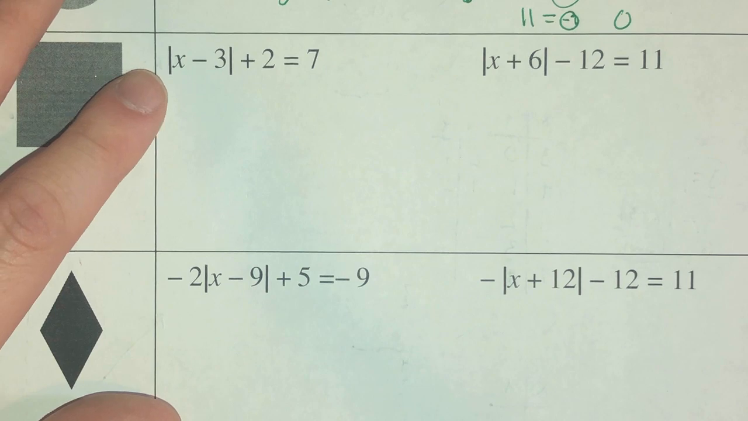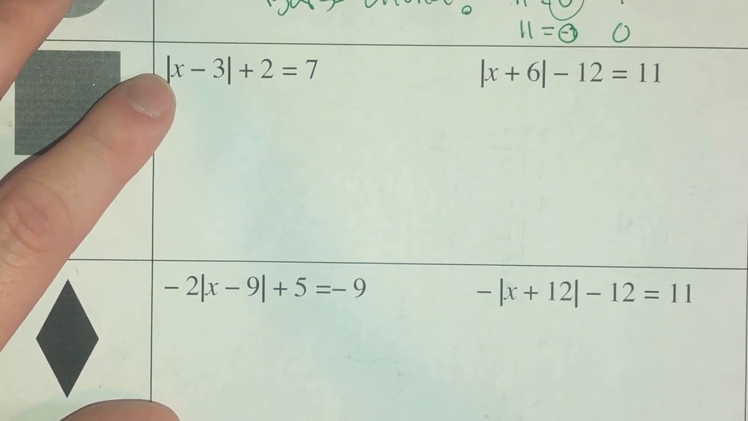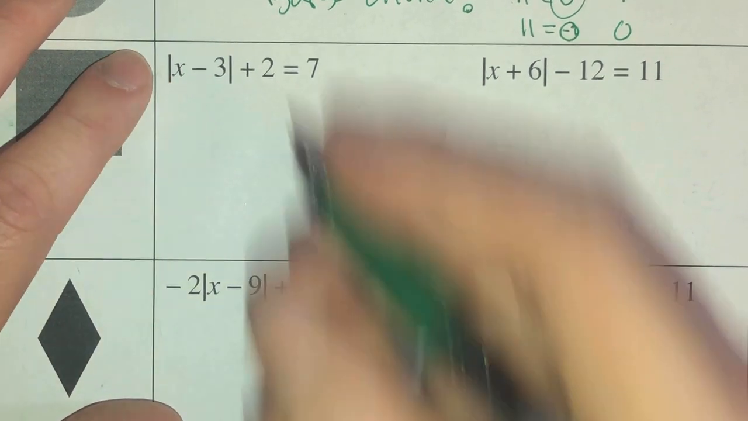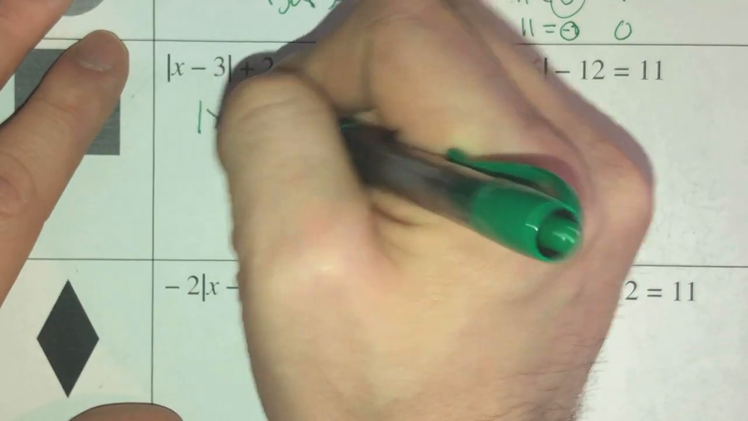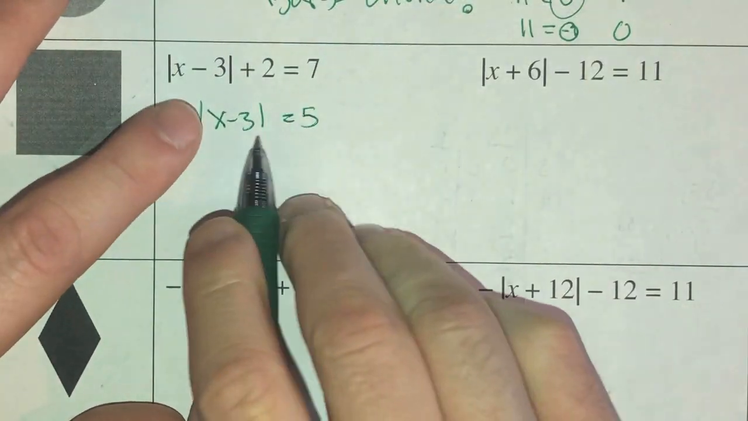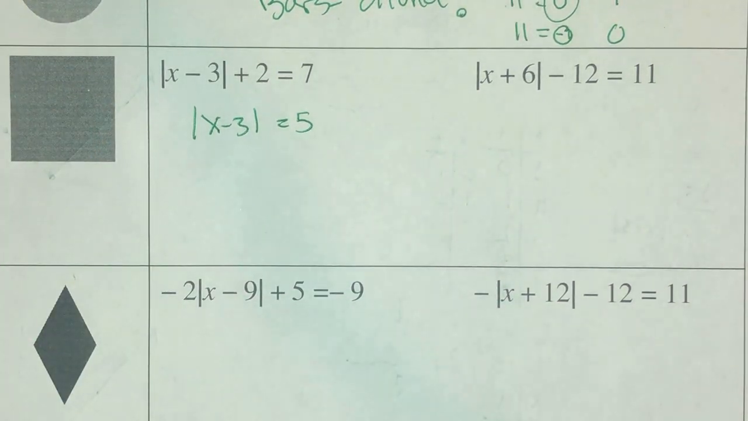All right, so let's go ahead. Let's take a look here. Are we in bars alone? No. What do we have to do? Subtract 2. So x minus 3 equals 5. Now we take the bars off. Taking the bars off means think. What numbers have an absolute value of 5?